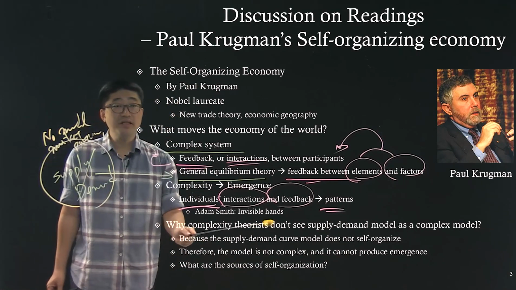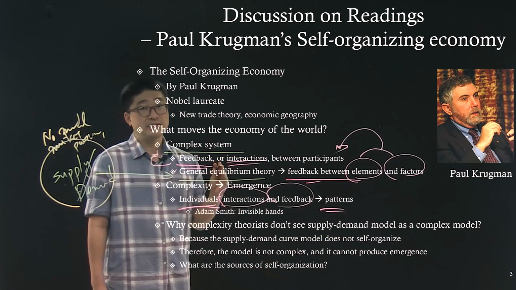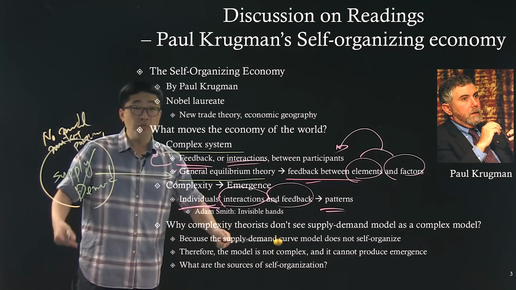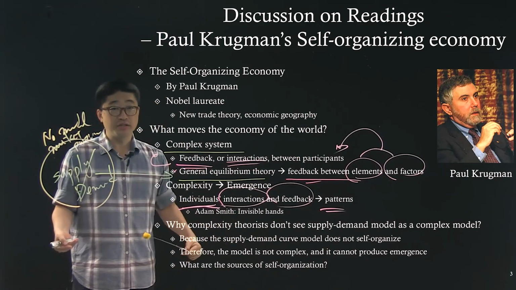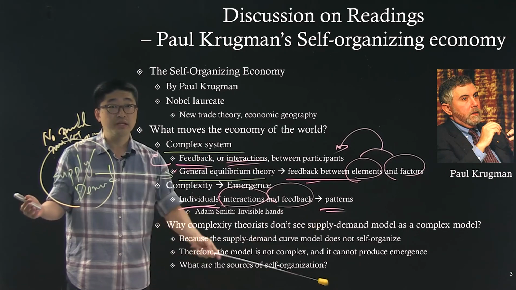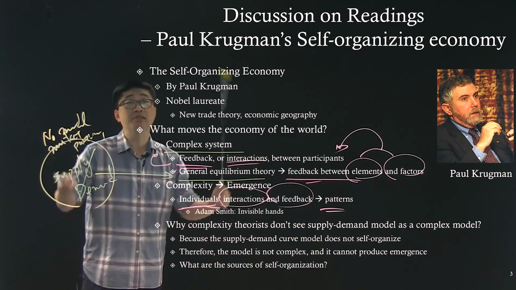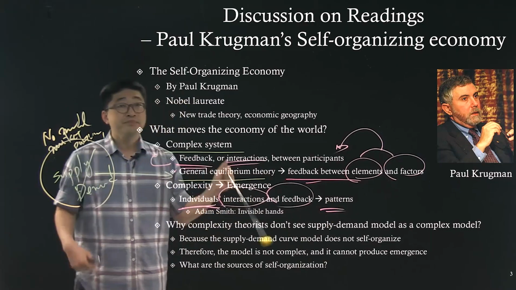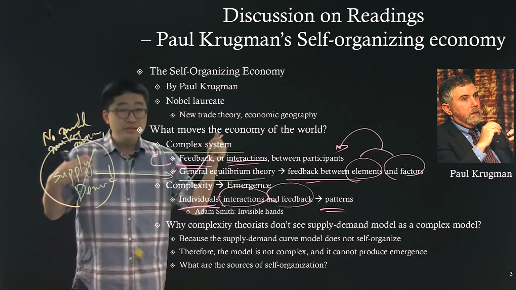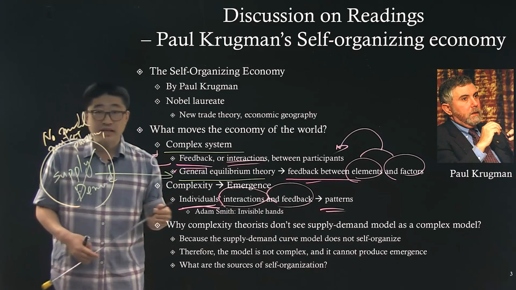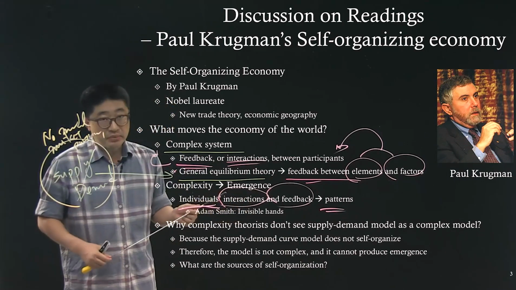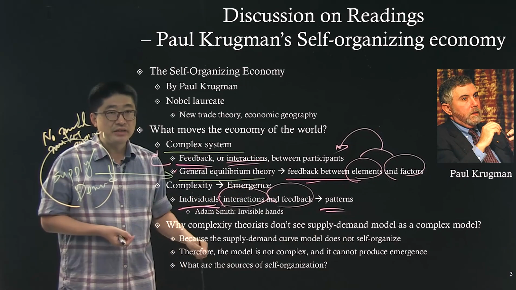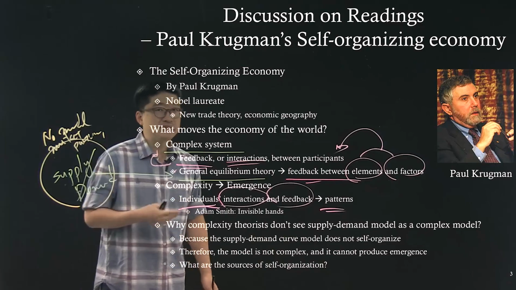Because the supply-demand curve does not self-organize, that's the key. Self-organization, in other words emergence, requires interactions. However, it is not creating emergence because it does not have interactions between the entities. That's the reason why we don't see the supply-demand curve as a complex model. And in recent days, particularly with the development of agent-based models and their computing capability, self-organizing economy and other alternative models, many of those domains have emerged.